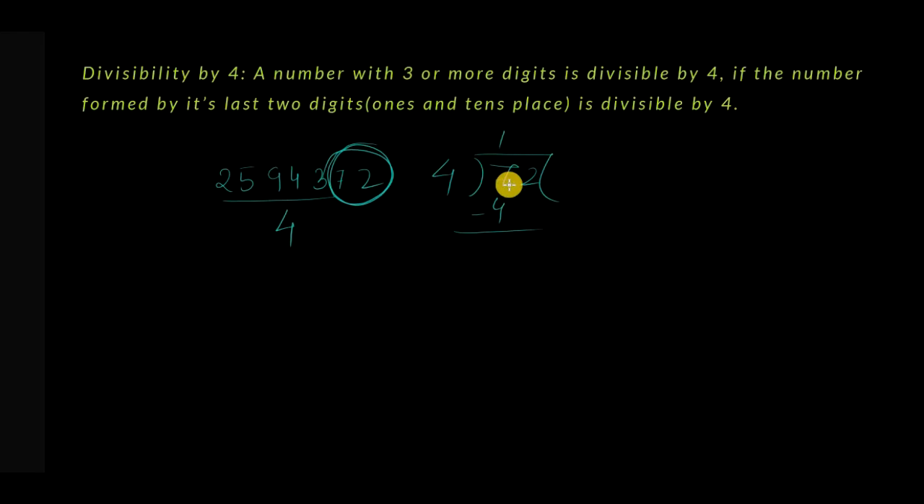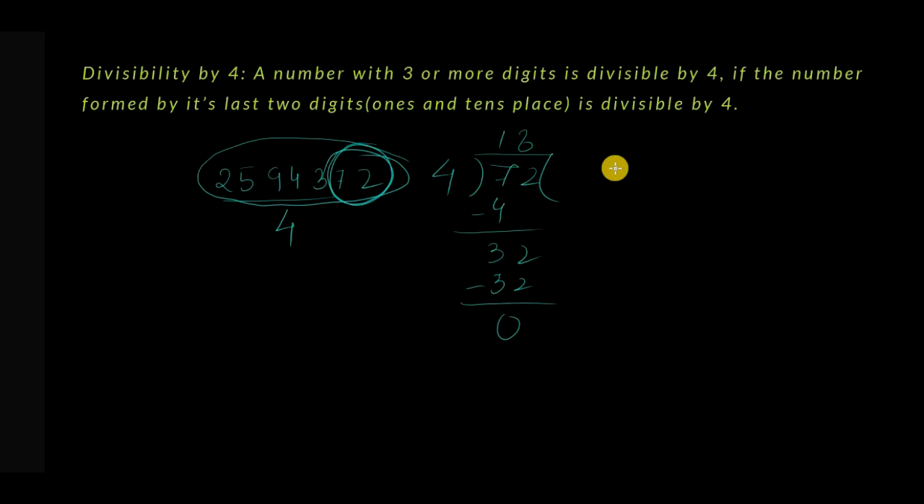So 4 times 8 is 32, so this 72 is divisible by 4. By this logic, I know that this whole number is divisible by 4.